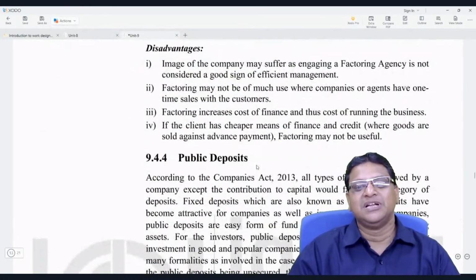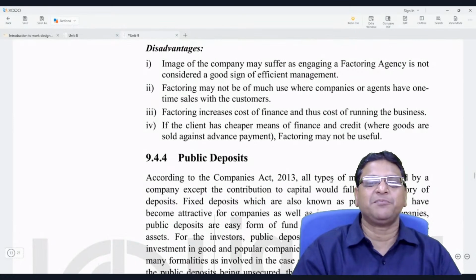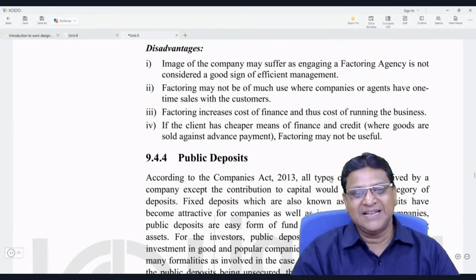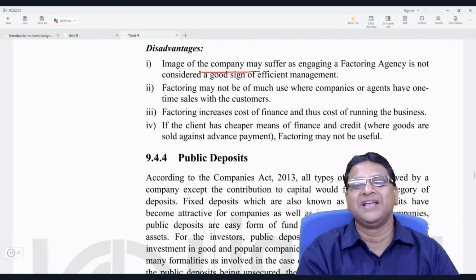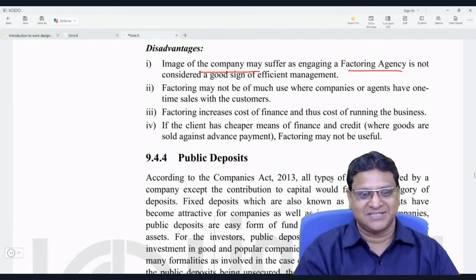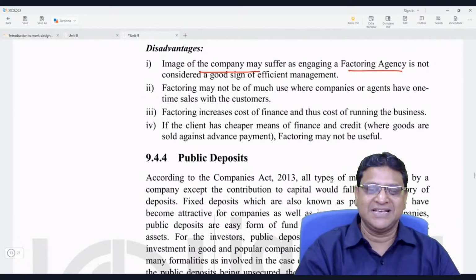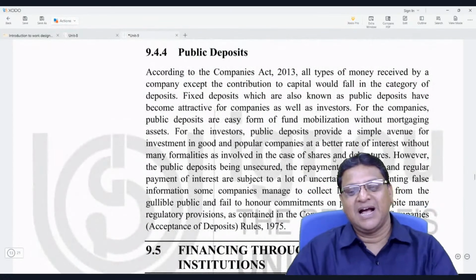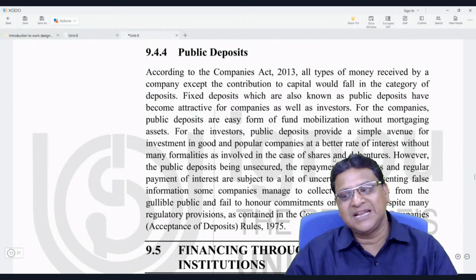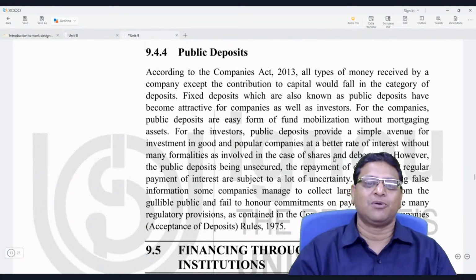And what are the demerits of factoring? In case of a developing country like India, the image of the company suffers if they use factoring services. It is not so popular in countries like India. Next, public deposit. This is another way of getting short-term money.